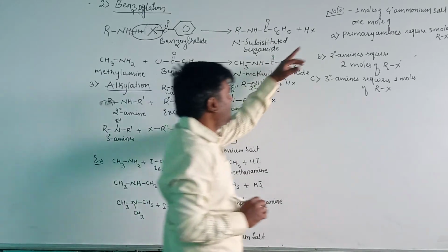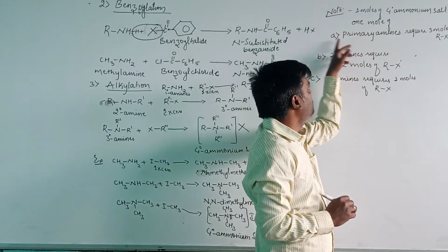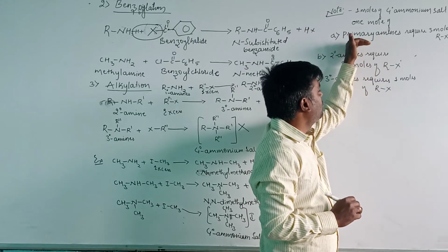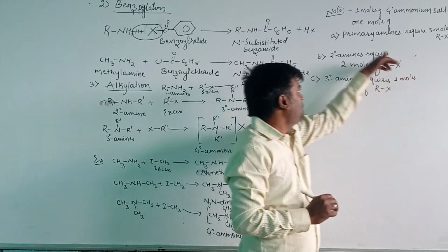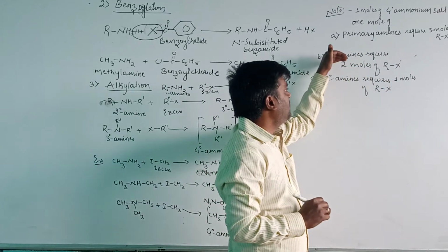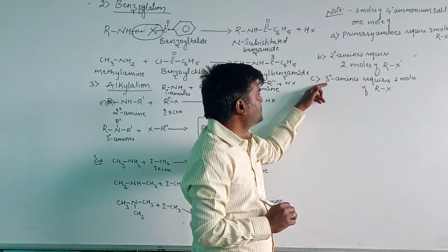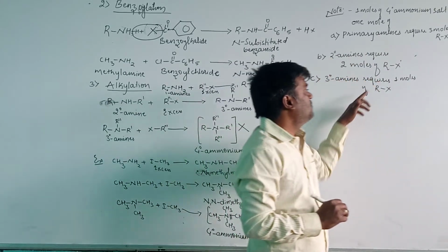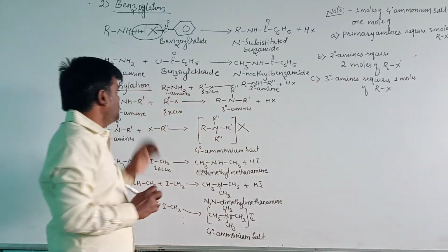For the preparation of quaternary ammonium salt, 1 mole of primary amine requires 3 moles of an alkyl halide. 1 mole of secondary amine requires 2 moles of an alkyl halide. 1 mole of tertiary amine requires 1 mole of alkyl halide. So this is about the alkylation.